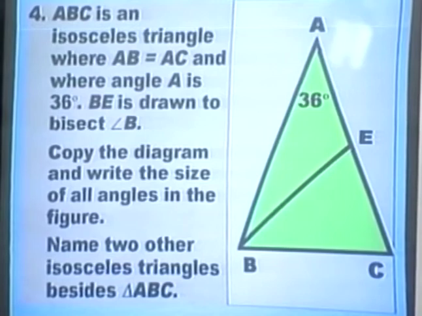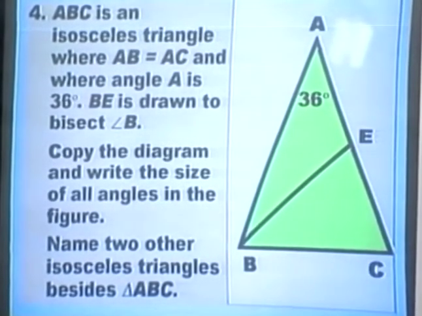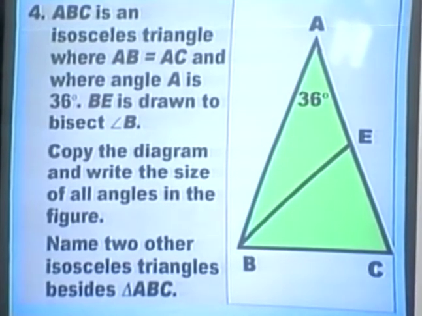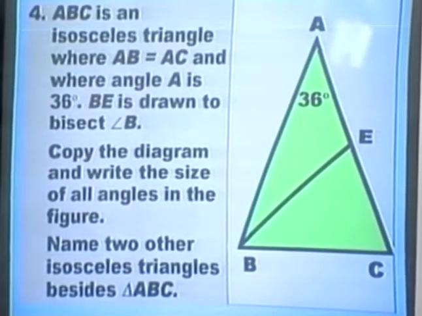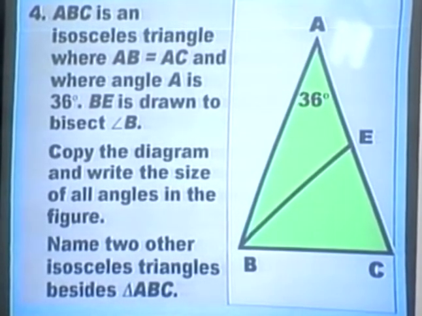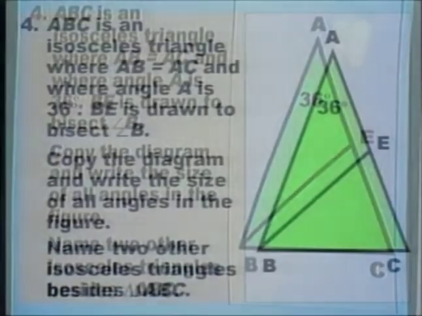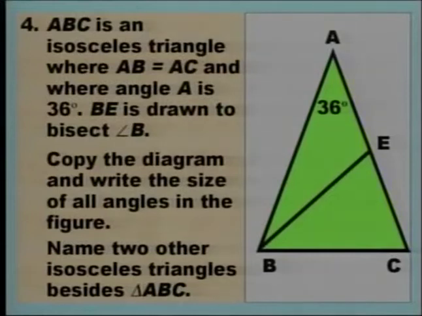The other two triangles which are isosceles are triangle AEB and triangle EBC. Okay, well done.